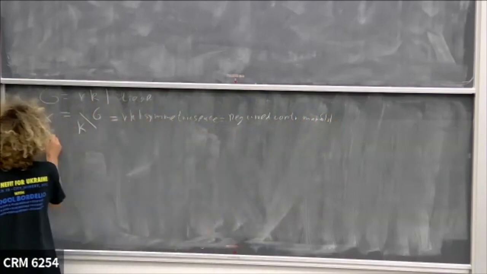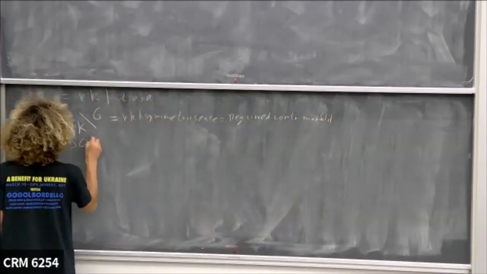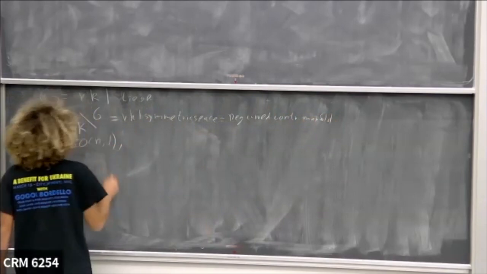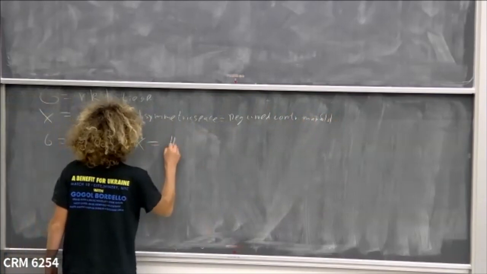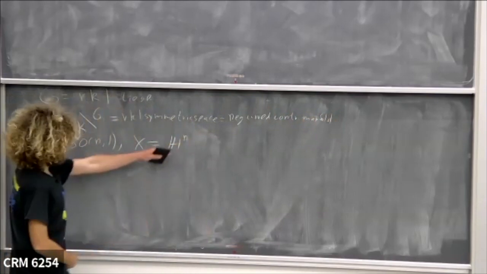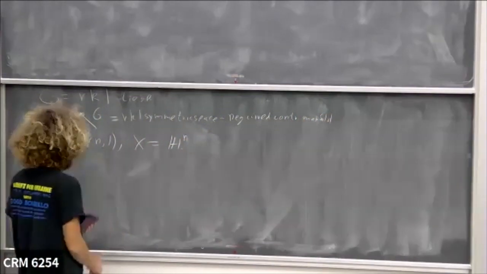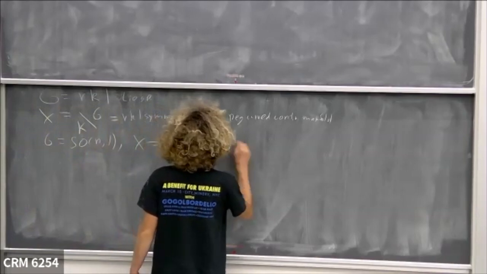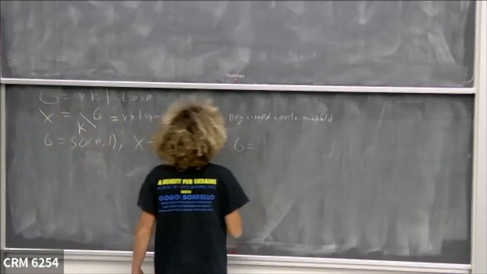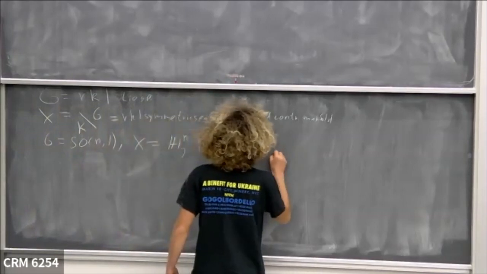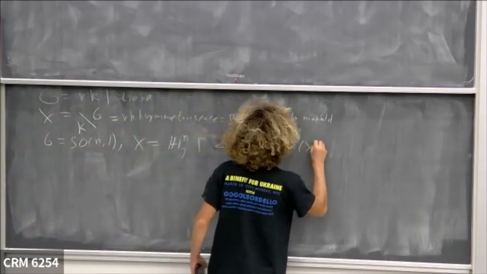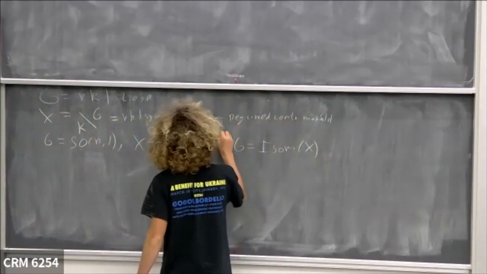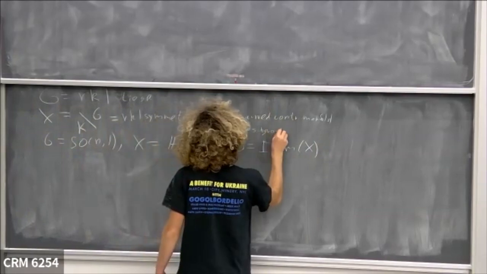So if G is SO(n,1), X is H^n. G is also the isometry group of X, and gamma is going to be a discrete subgroup.